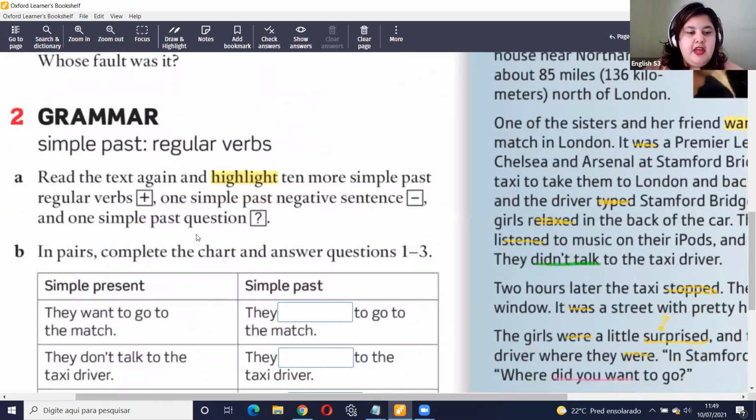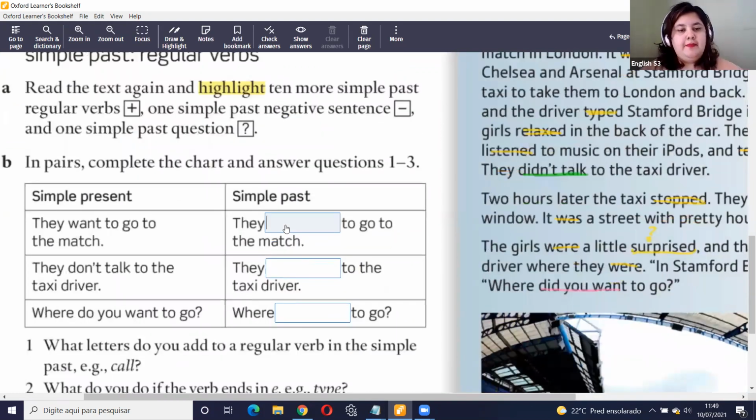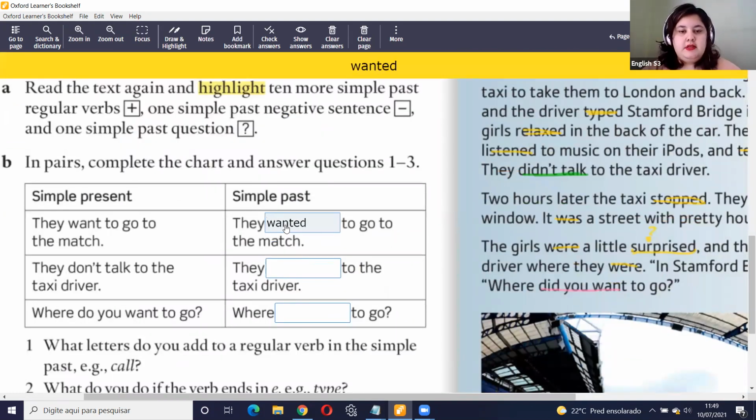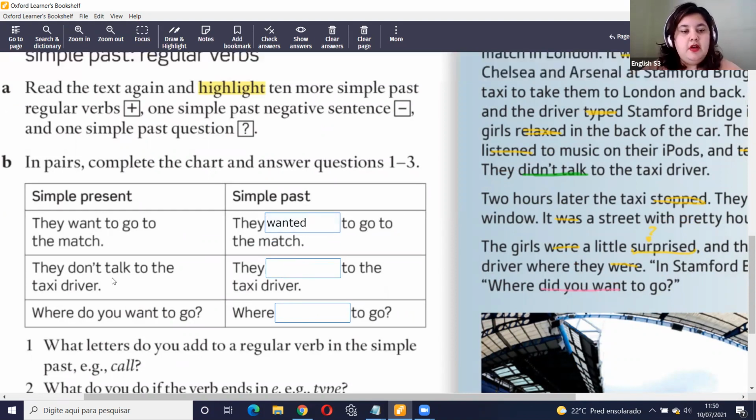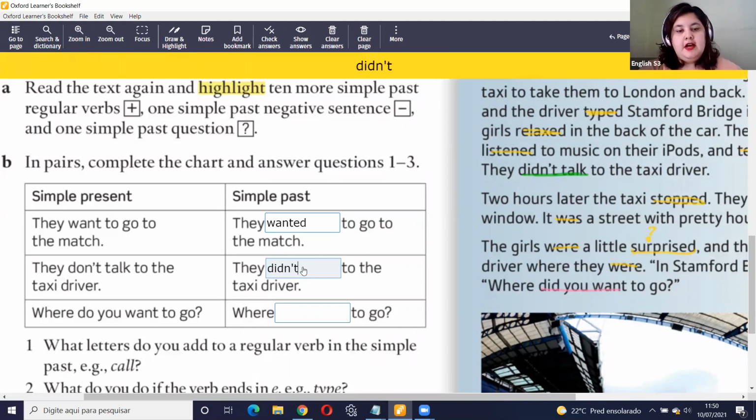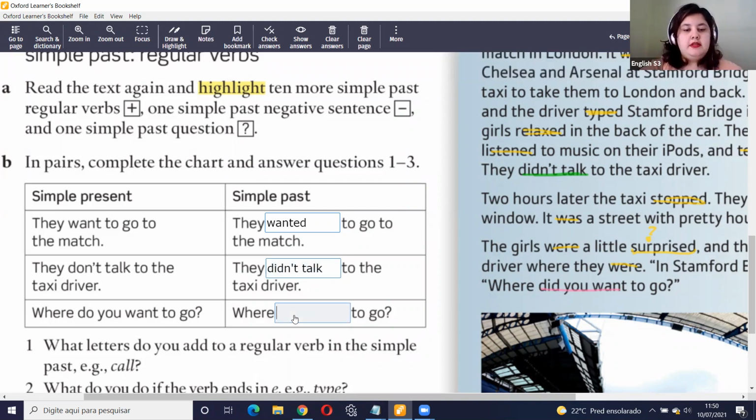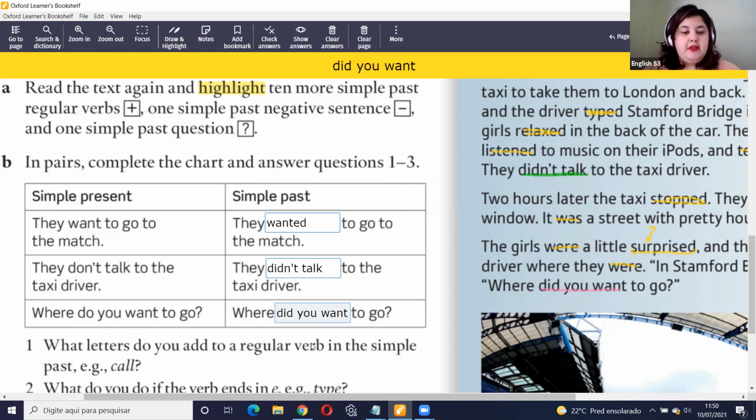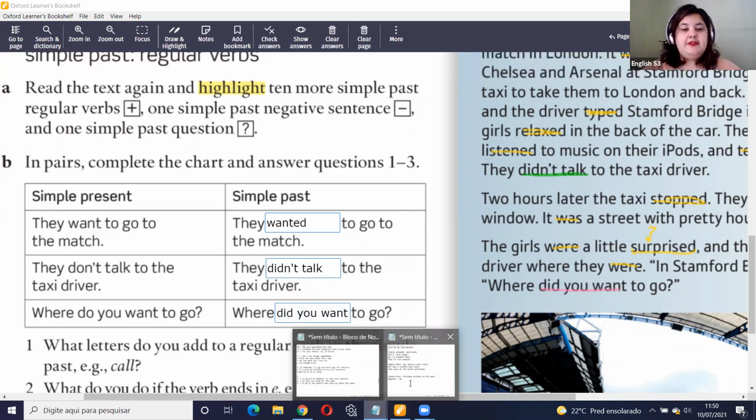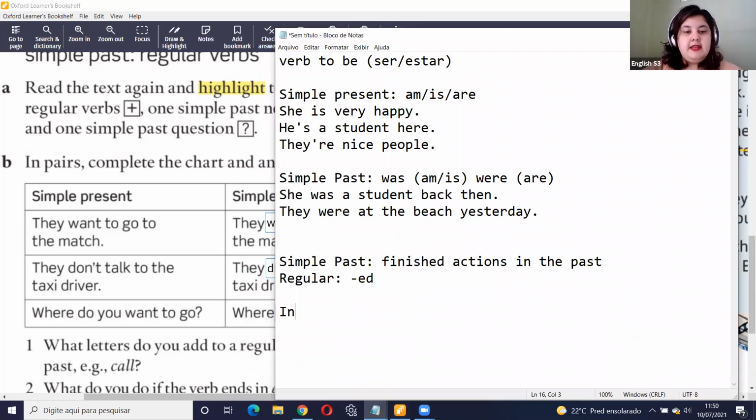Simple present: they want to go to the match. In the simple past, we say they wanted to go to the match. They don't talk to the taxi driver. In the simple past, they didn't talk to the taxi driver. Where do you want to go? Where did you want to go? Basically, what is important for us to remember is that in the interrogative, we use did, which is the auxiliary, plus the subject, plus the main verb. For example, did you go to the party last night?